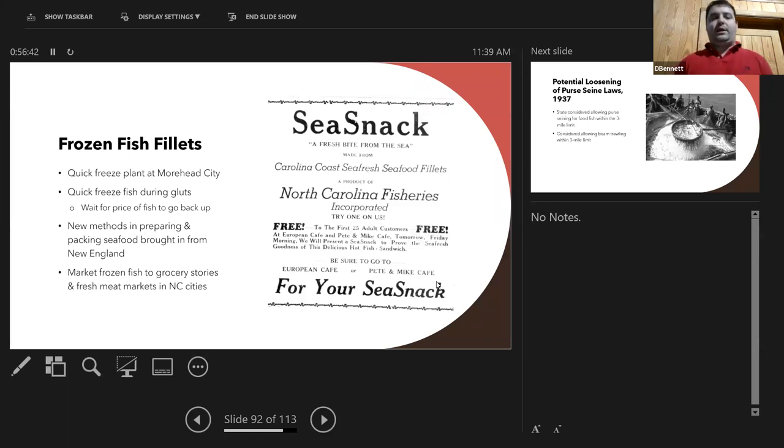And in Morehead City, the co-op had a quick freeze plant where the idea was when they had these gluts of fish, they could freeze the fish. And then when prices got better, they could release that frozen fish onto the market. They also brought people down from New England to show people better ways of processing and packaging fish. And the idea was that they're going to sell this fish to North Carolina grocery stores in the interior.